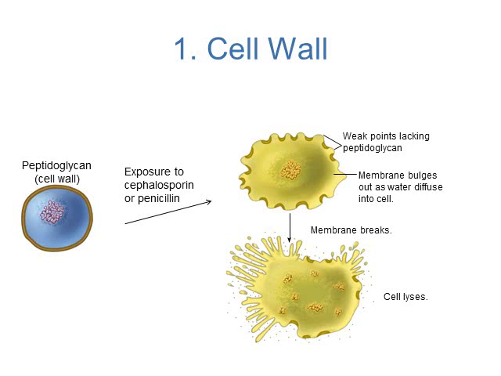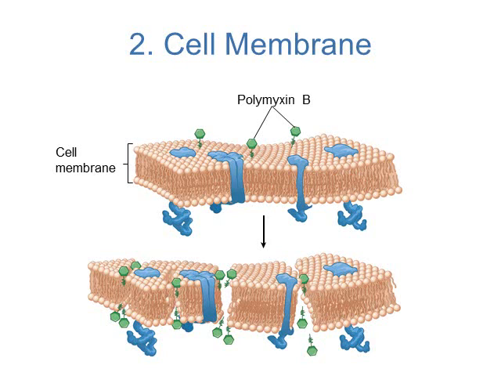So one, you can inhibit the cell wall. If you expose a cell to penicillin, so we have a normal cell on the left, you expose that cell to penicillin, it causes weak points in the peptidoglycan, the cell wall, and that causes the cell to burst open. So the membrane breaks, the cell lyses, it's no longer alive. The cell membrane, you can have drugs that look like the phospholipids. These drugs will insert themselves into the cell membrane and then cause that cell membrane to break apart. So we have a green drug here, polymyxin B. That drug inserts itself into the cell membrane, and you can see the cell membrane basically just falls apart.